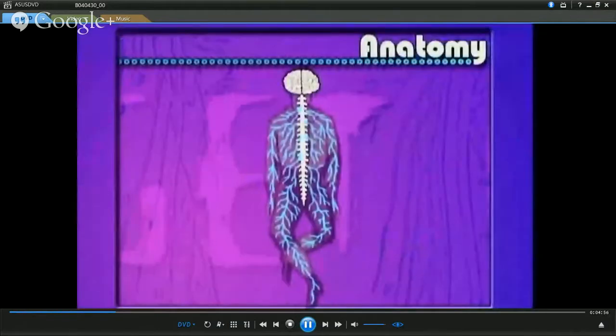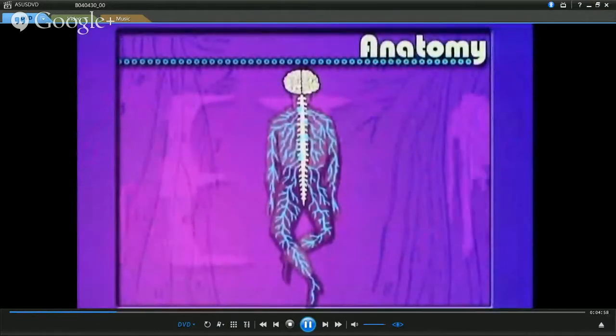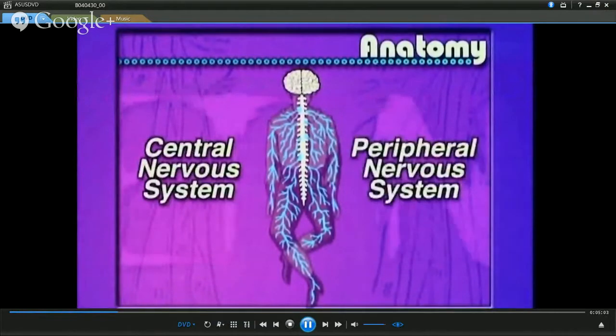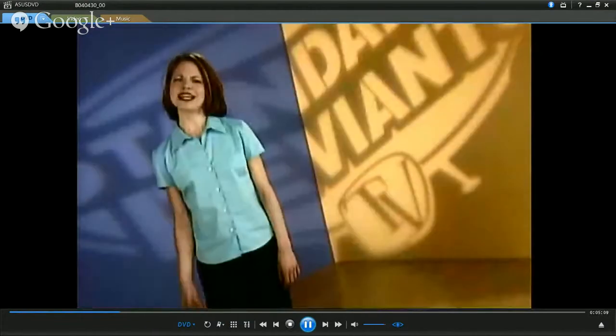Now you can concentrate on learning about the anatomy of the two major parts of the nervous system, the central nervous system and the peripheral nervous system. We'll kick it off with the central nervous system, whose two components are the brain and the spinal cord. Let's begin with this little guy right here.